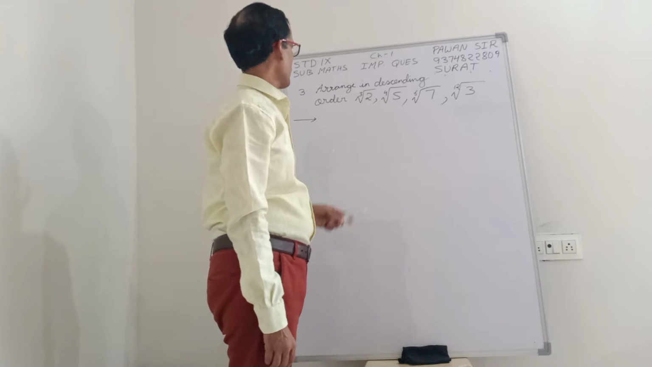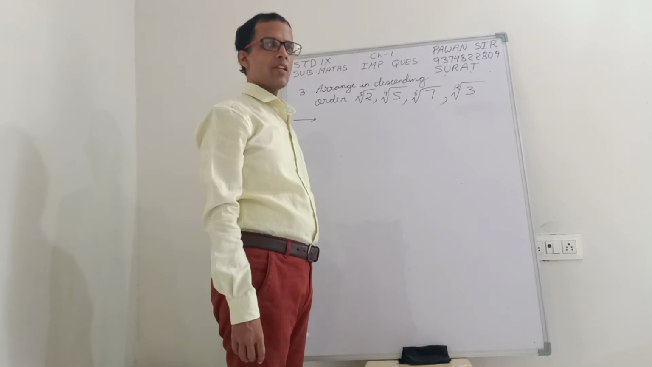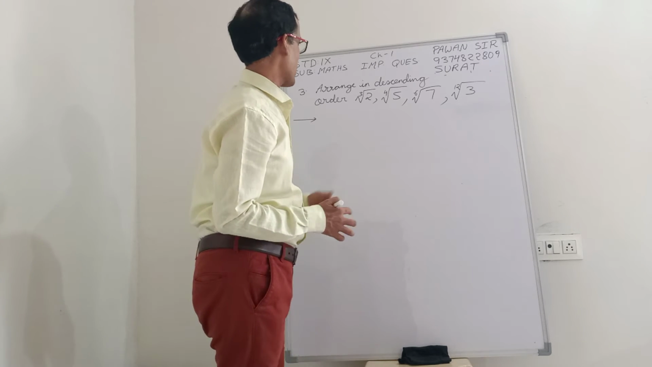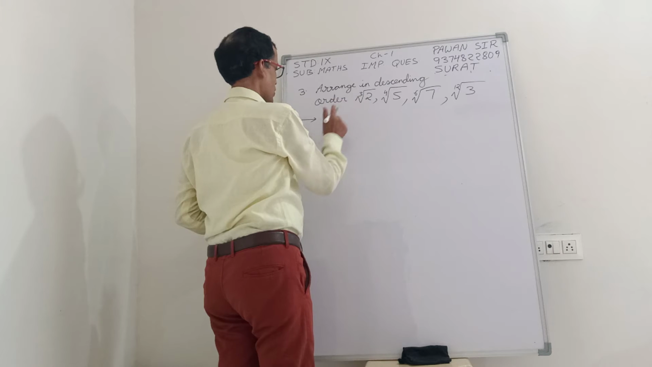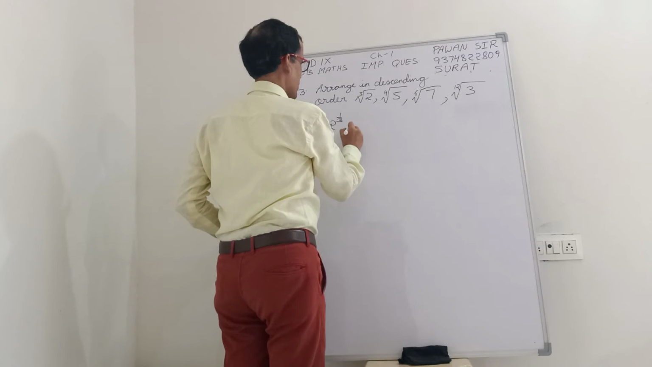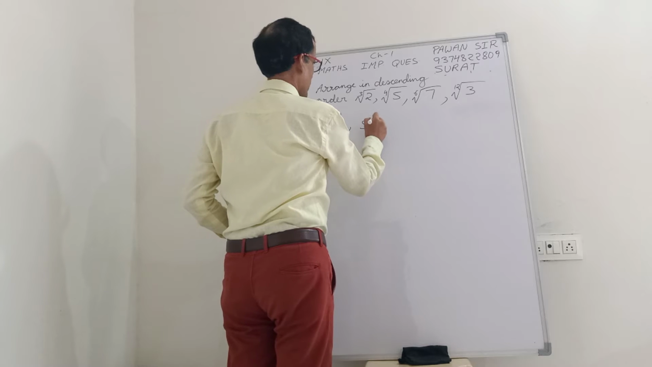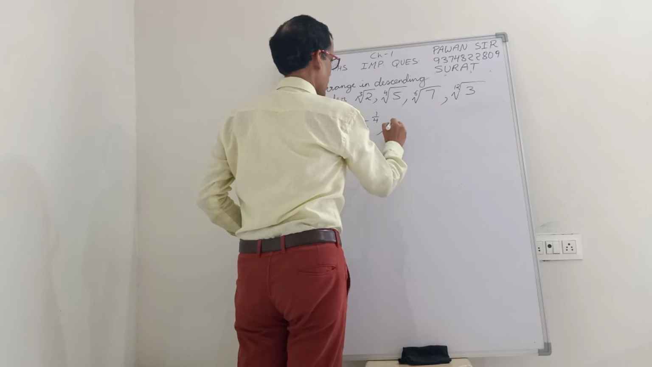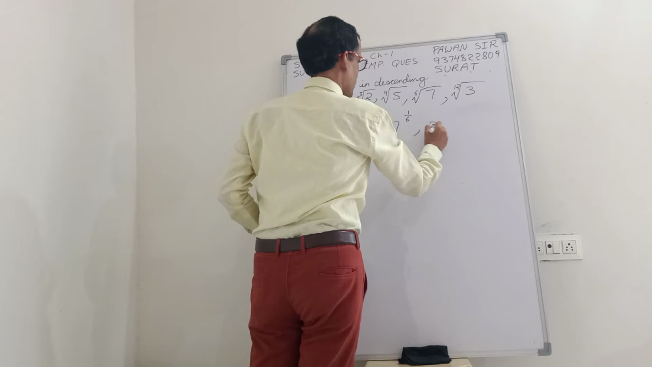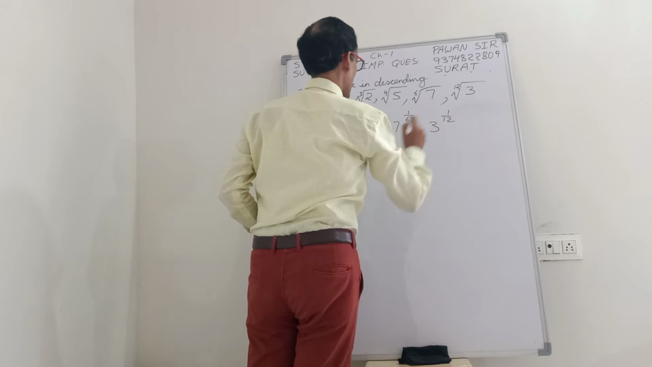Now third question, we have to arrange these numbers in descending order. So how can we arrange these numbers in descending order? See, the first number is 2 power 1 by 3. The second one is 5 power 1 by 4. The third one is 7 power 1 by 6. The fourth one is 3 power 1 by 12.